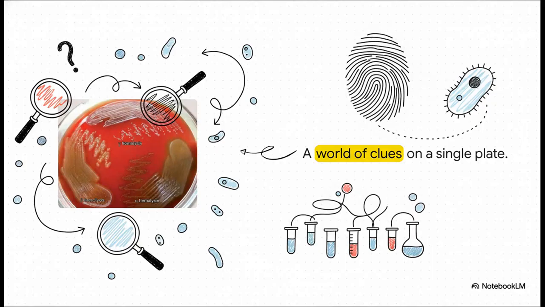Now, to you and me, this might just look like some cool patterns on a petri dish, but to a microbiologist, this is the crime scene. Every little detail here is a clue. See how the bacteria are interacting with the red blood cells in this dish? That alone tells the scientists a ton about the kind of suspect they're dealing with.